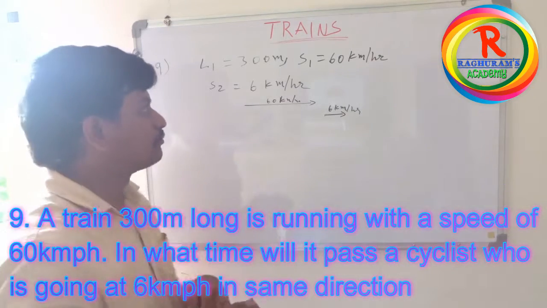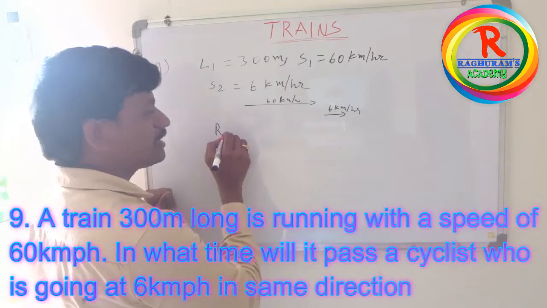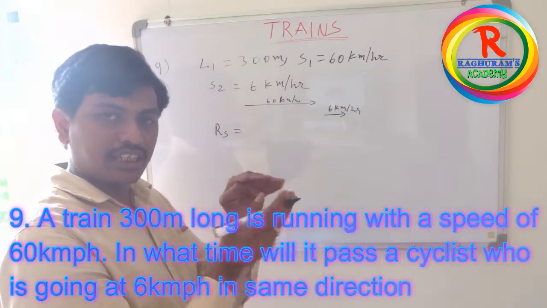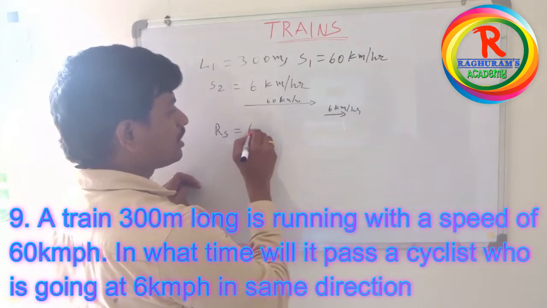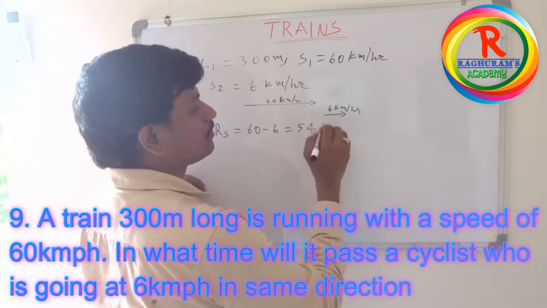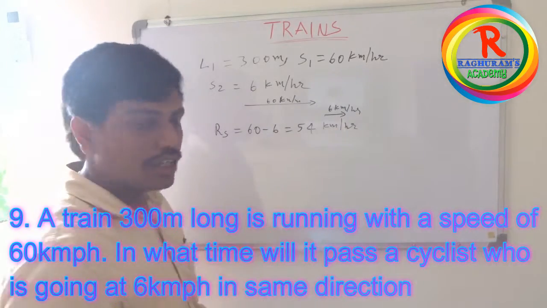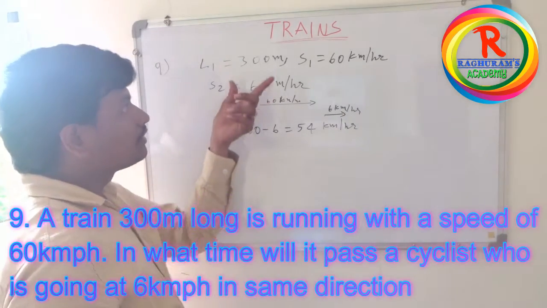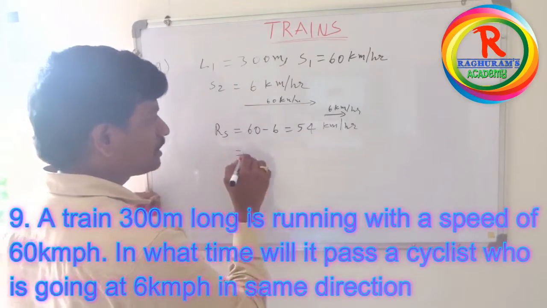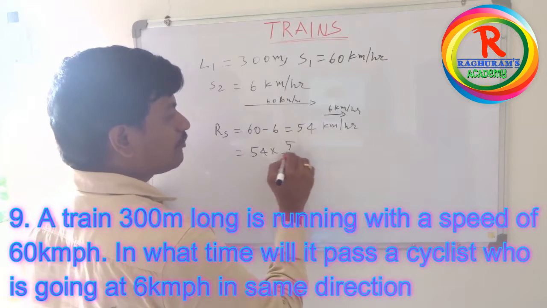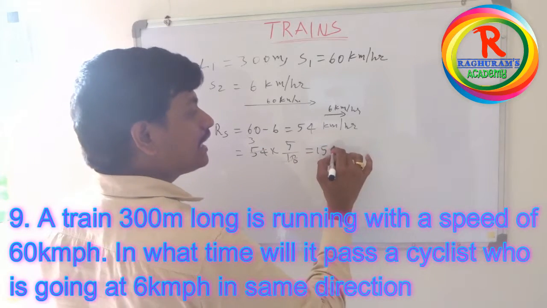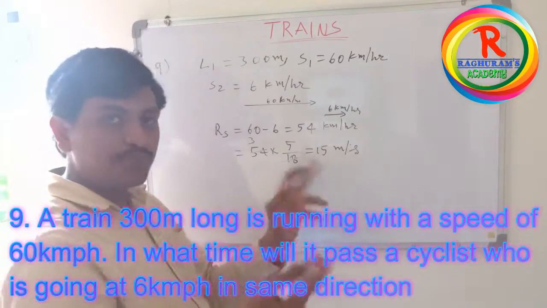Okay, we need to find the time. Before that, always in this third type of problems we find relative speed. If it is opposite direction, addition; same direction, subtraction, that is bigger minus smaller. 60 minus 6 is 54 kilometers per hour. Here always the distance is in meters and the speed is in kilometers per hour, so we have to convert. How do we convert? 54 multiplied by 5 by 18. Cancellations: 18 3s are 54. 3 5s are 15. It is in meters per second. So we converted it into meters per second.